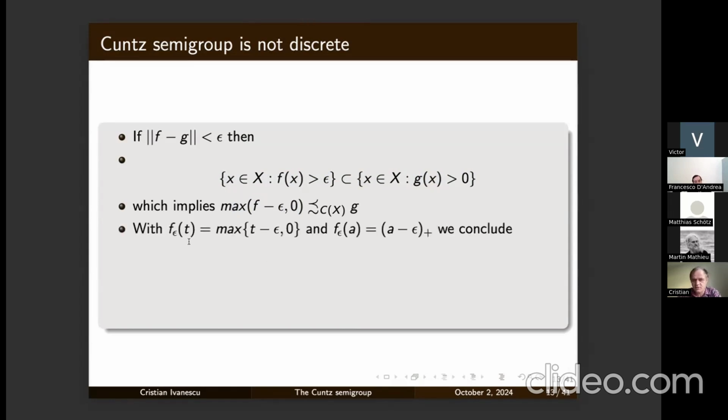And using functional calculus, you take f epsilon of t to be this function, the maximum of t minus epsilon and 0, you build this positive element, you apply the functional calculus and you get F minus epsilon plus. And now, thanks to a work of Rordam and Kirchberg, what we noticed in the commutative case was actually proved in general in the non-commutative case, for any C-star algebra. They show that if A and B positive elements are close, by that I mean their difference is less than epsilon, then a perturbation of A, A minus epsilon, is Cuntz less than B.